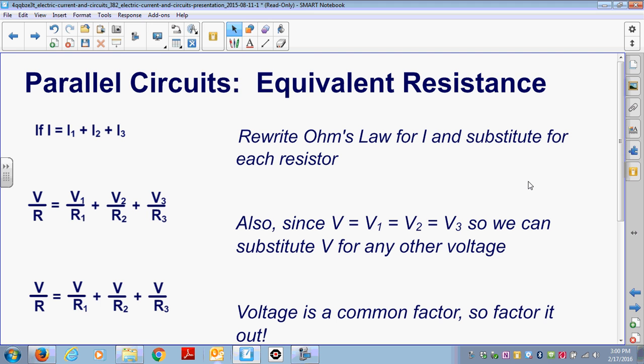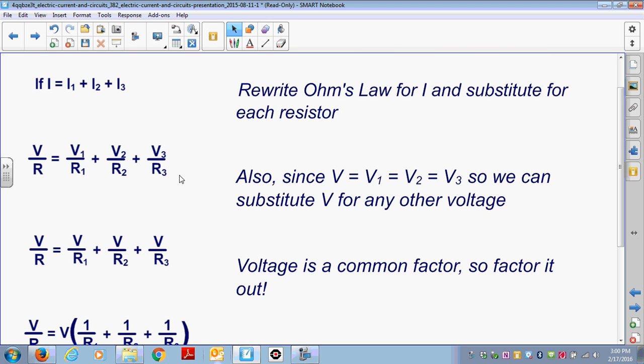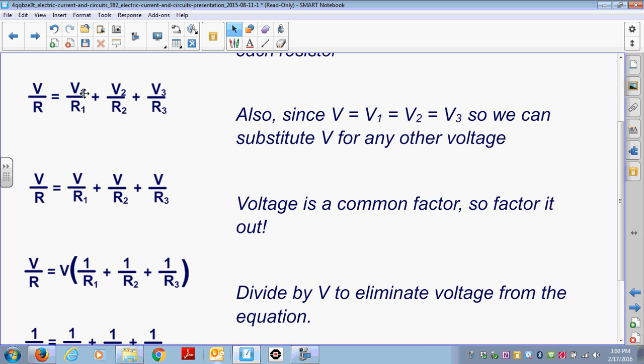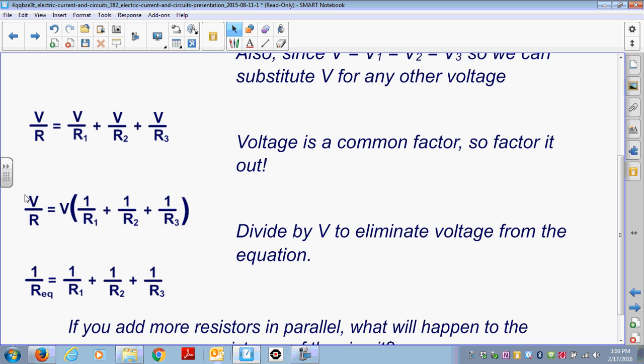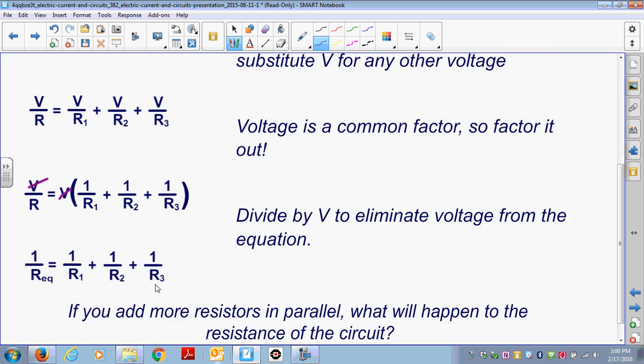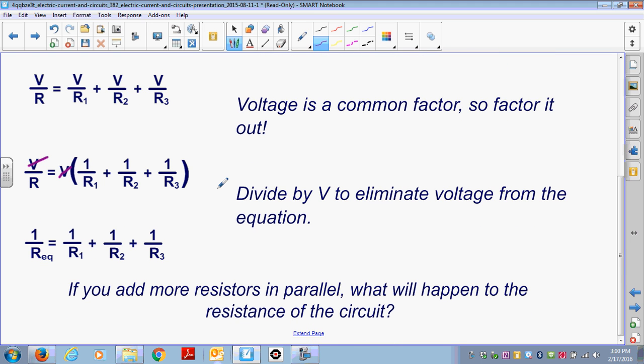So if we rewrite Ohm's law for I and substitute for each resistor, we get V over R equals V1 over R1 plus V2 over R2 plus V3 over R3. We know that the voltage drop is the same for all resistors in parallel, so we can substitute in V for V1, V2, and V3. We also can see that both sides of the equation have V, so we can factor the V out here and then divide by V. That ends up giving us 1 over the equivalent resistance is equal to 1 over R1 plus 1 over R2 plus 1 over R3, and so on.